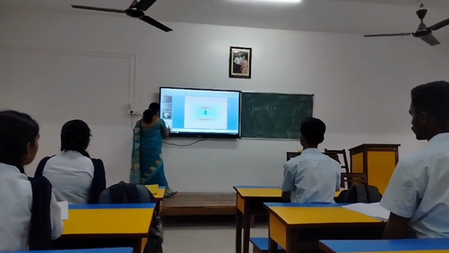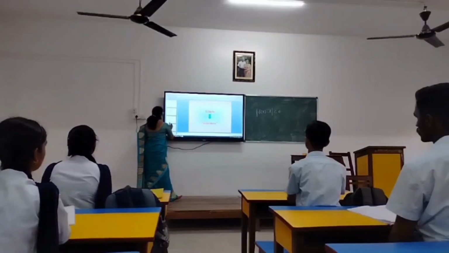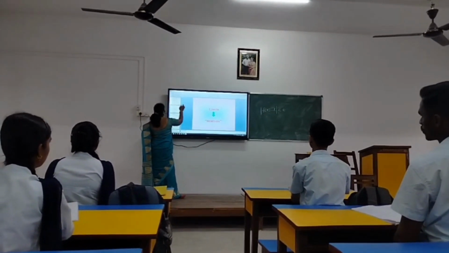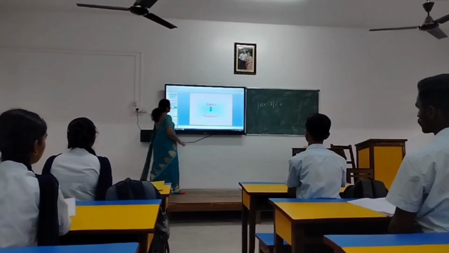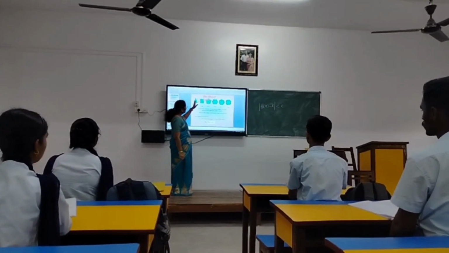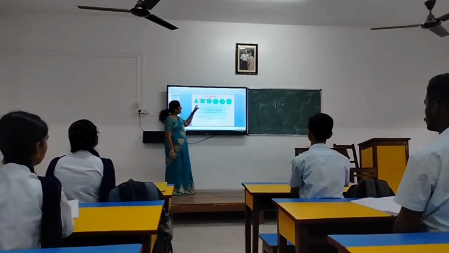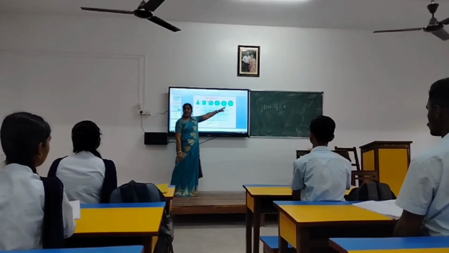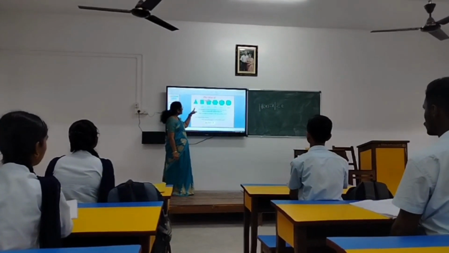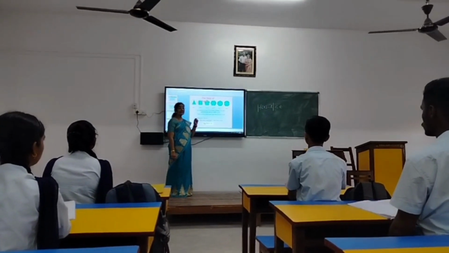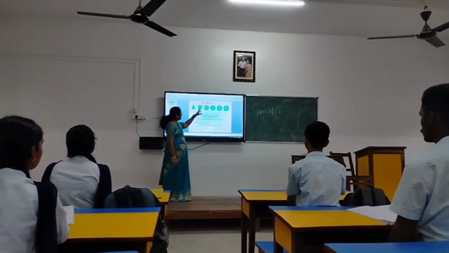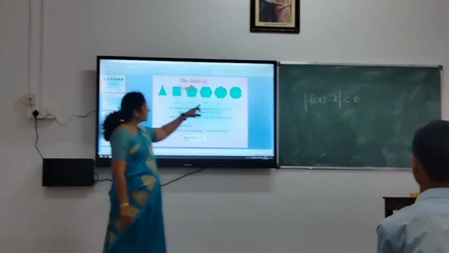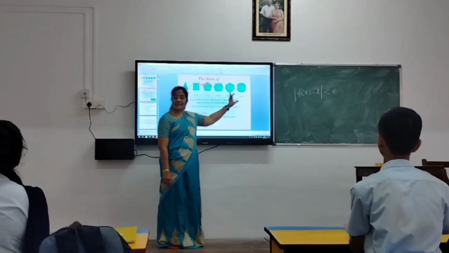Now, I define limit with the help of figures. See, various types of figures are there: triangle, square, rhombus, trapezium. Here the value of n is equal to 3, where n represents the number of sides. In the second figure, n is 4. Third figure, pentagon, 5. Then hexagon, 6, as well as n equal to 7 and 8.